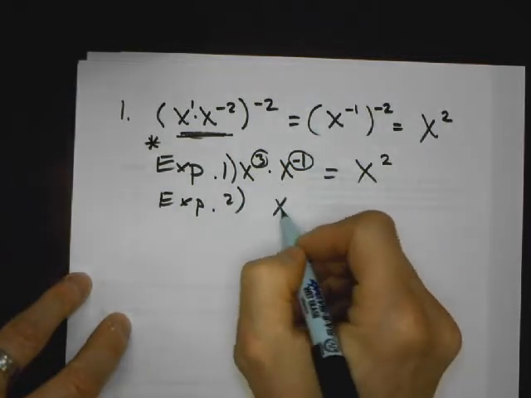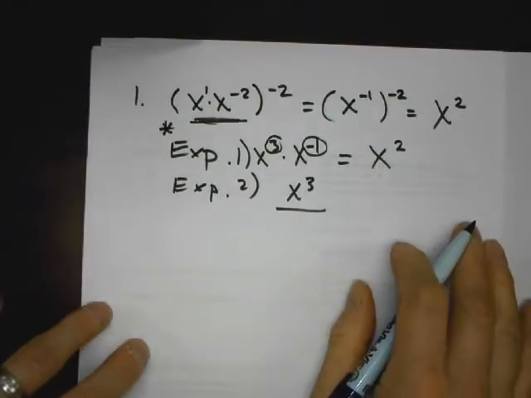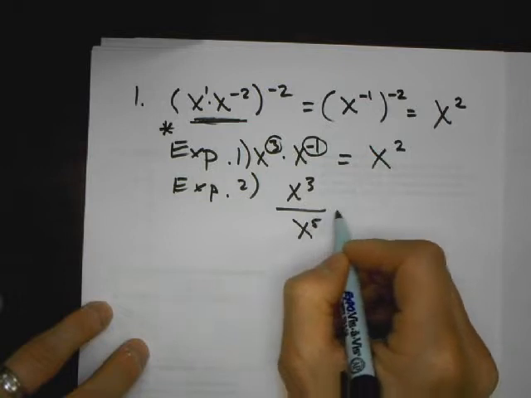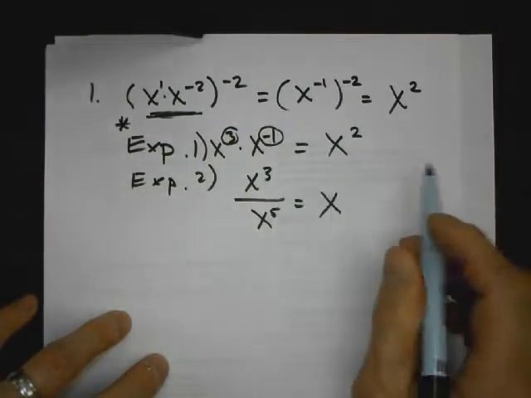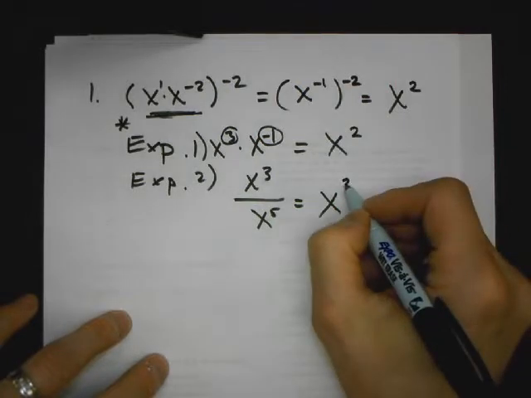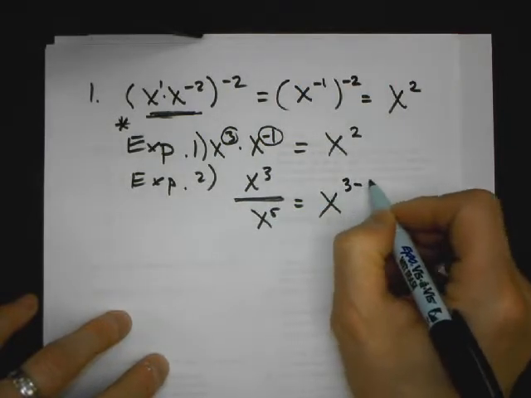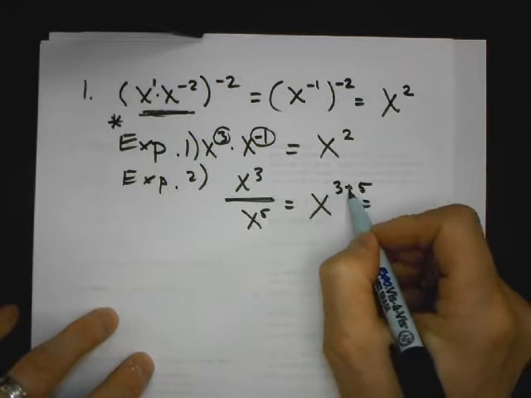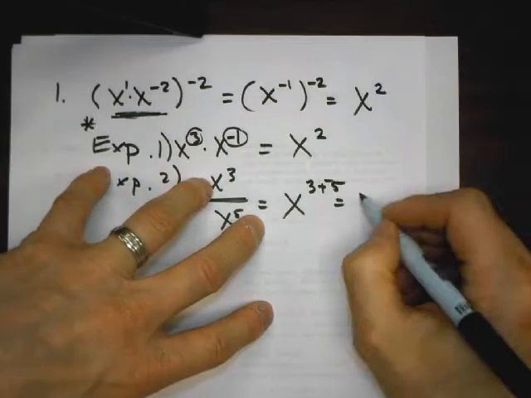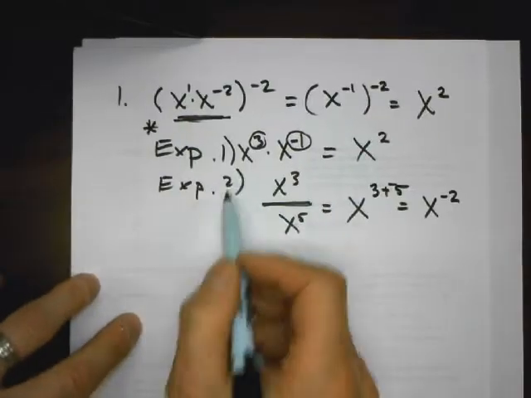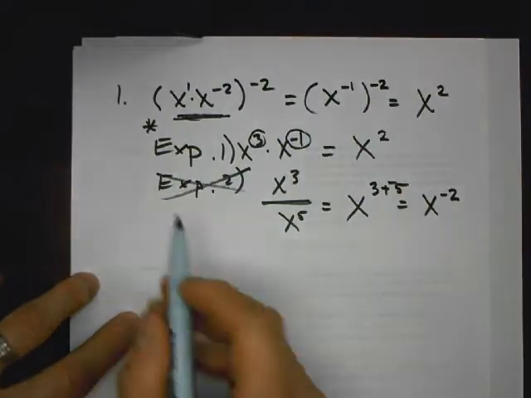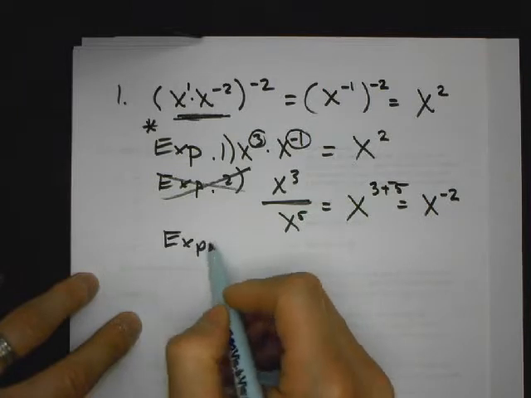Expression 2, we have x cubed over x to the fifth. Now this is where I copy the base and subtract the exponents. I go top minus bottom exponent. If I do the rule for subtraction, I see that I have a negative second power. That's not the same. So I do not pick expression 2. Expression 3.